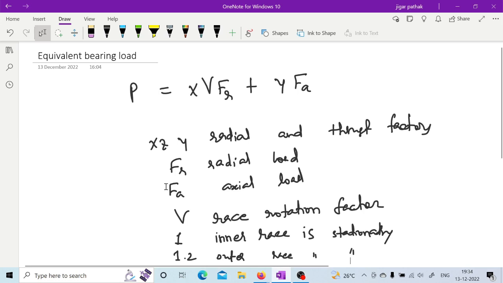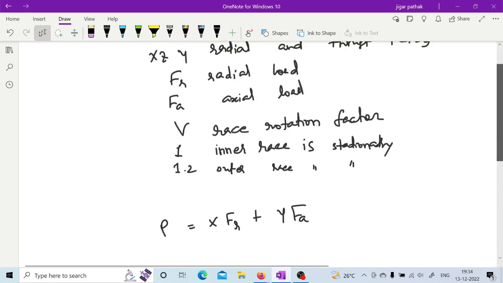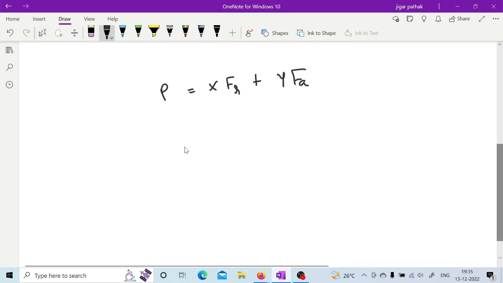Okay, so if we take V as 1, then our equation is simplified to P equal to X Fr plus Y Fa. Sometimes only radial load is acting, in which case P will be equal to X Fr, and if only axial load is there, then P will be equal to Y Fa. We need to consider it like that.